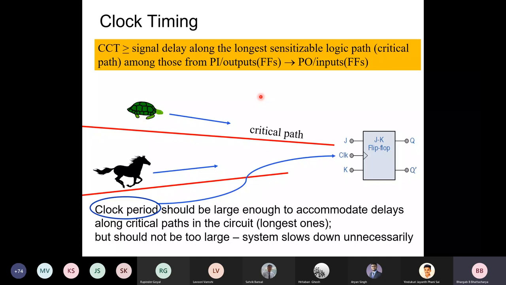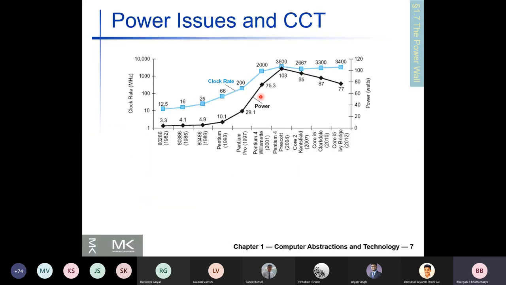So you can see there is a limitation on the CCT. It strongly depends on the hardware circuit you build. It depends on the maximum delay encountered in that network, right? So this is one of the factors. The other factor comes from the power point of view.